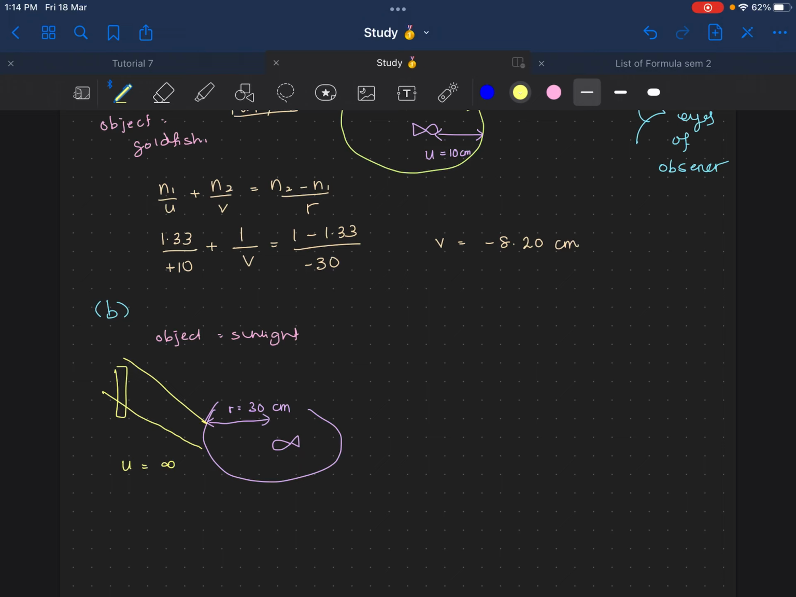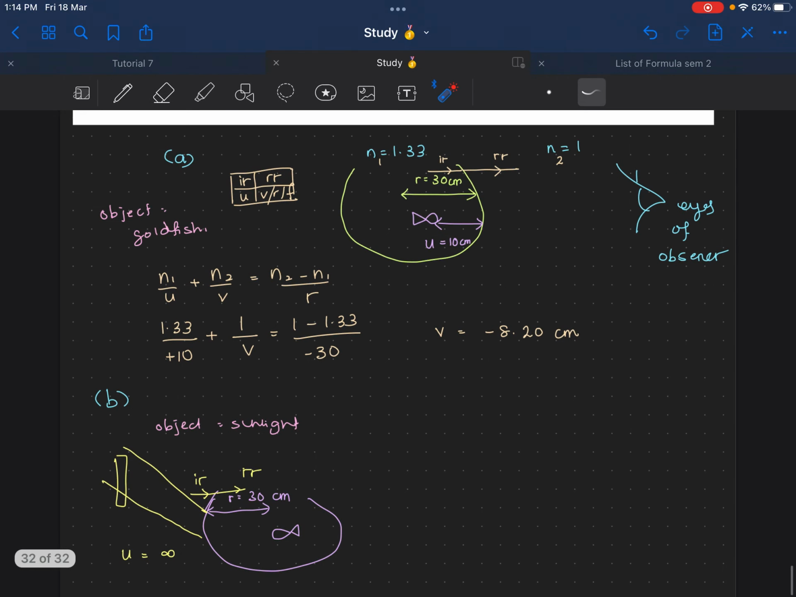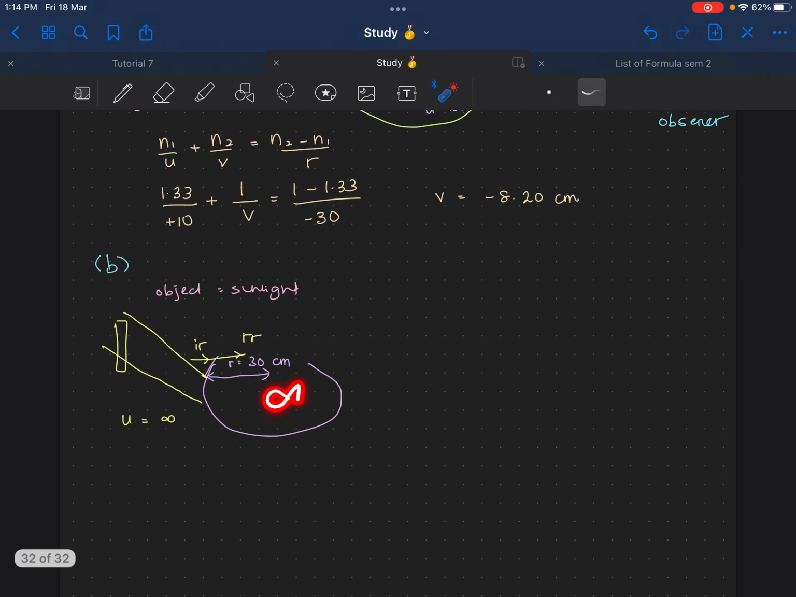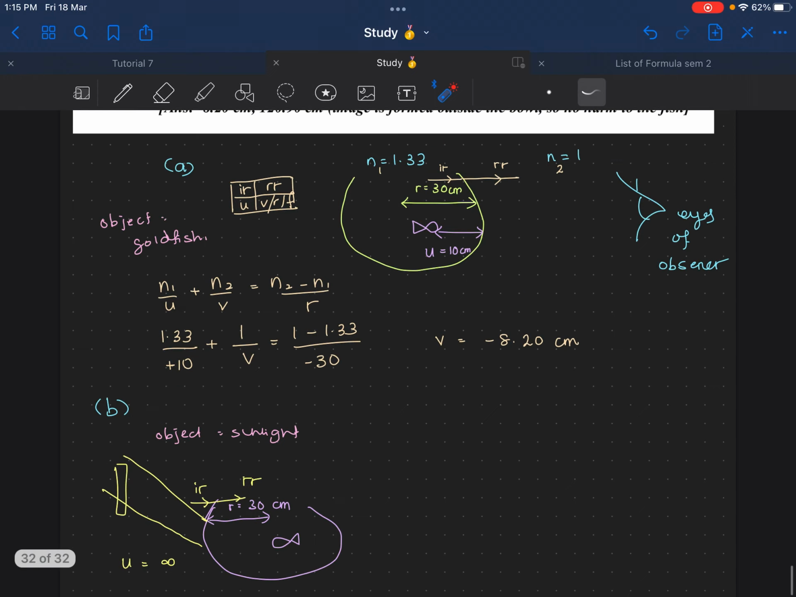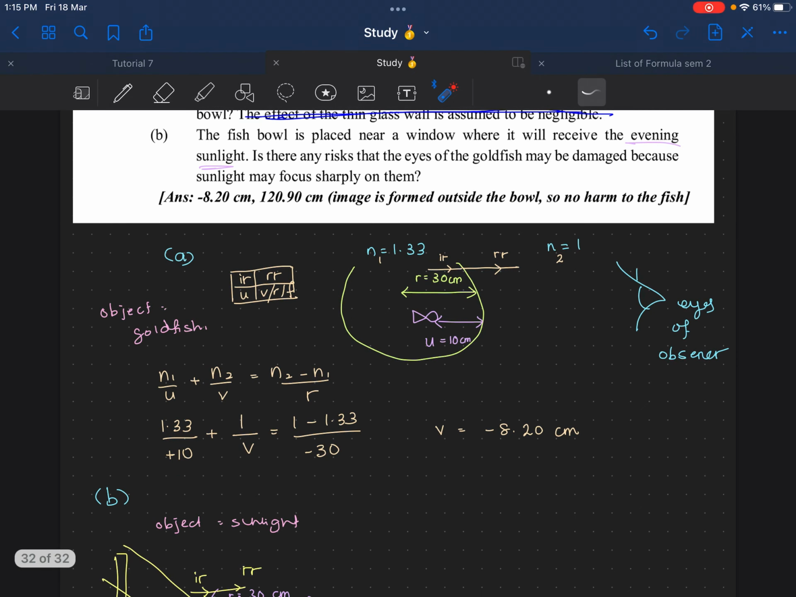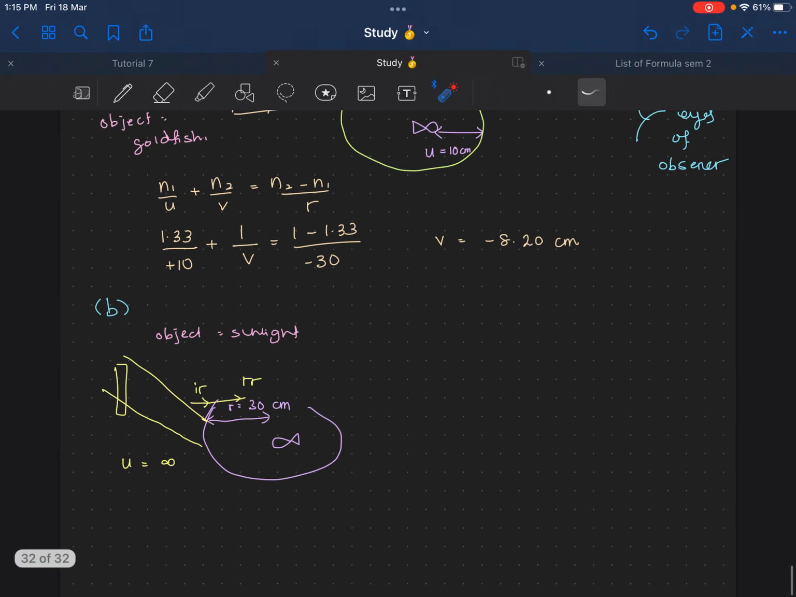Remember, your object now is the sunlight. So your incident ray comes from the object at U, from here, and then is refracted into the eye of the goldfish. It is the same as before: light comes from your object and is refracted into the eye of the observer. Here, your observer is the goldfish, because the question asks whether the goldfish's eyes will be hurt. So how do we answer this question?